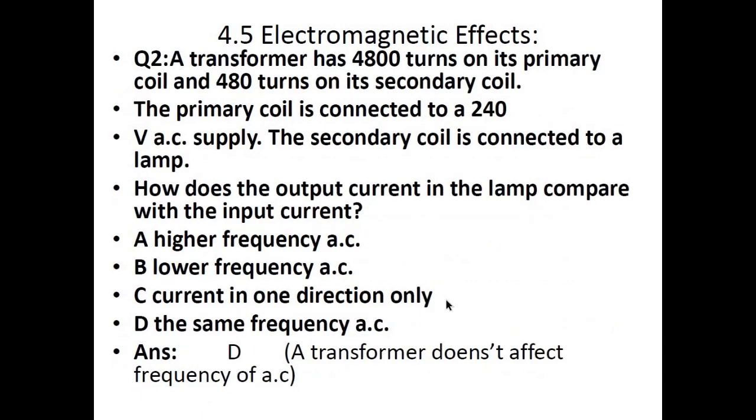A transformer has 4800 turns on the primary coil and 480 on its secondary coil, so the ratio is basically 10:1. The primary coil is connected to a 240 volt AC supply. The secondary coil is connected to a lamp. How does the output current in the lamp compare with the input current?